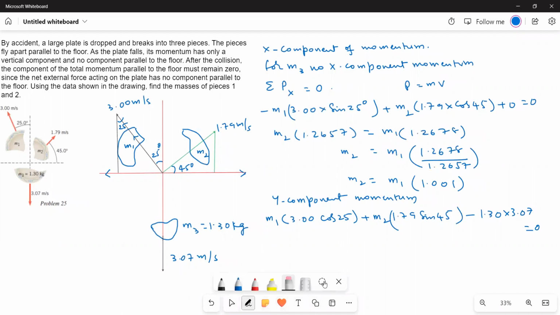Now let us solve this one. As M1 is equal to M2, I will take M1 common. What is this value? 3 cos 25 is 2.783. Plus, instead of M2, I will write M1, 1.79 into sine 45, 1.2657. This is minus 3.991 is equal to 0.